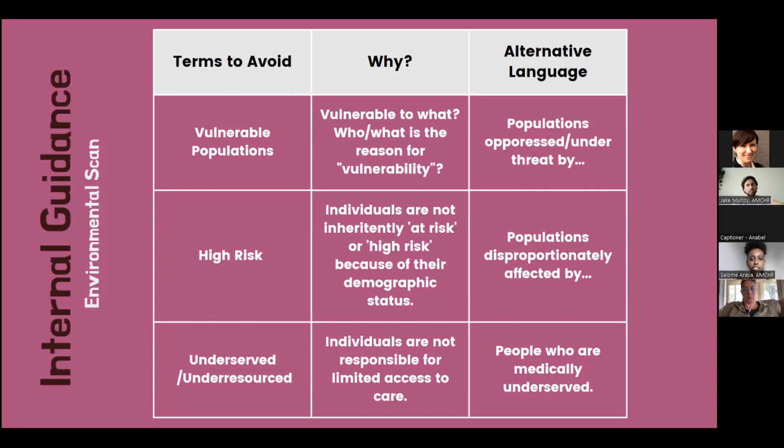Along with high risk individuals, like what Chanel was saying earlier, people are not inherently at risk or high risk. So speaking to the high maternal mortality rates among Black mothers, we can say populations disproportionately affected by, maybe it might be racism in this case, or other social determinants of health, however, not making them inherently at risk, or using language that promotes that they are inherently at risk.